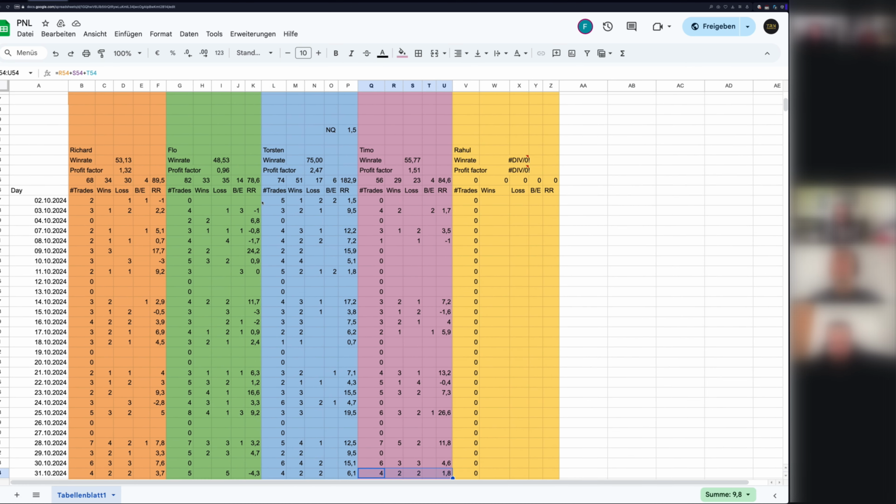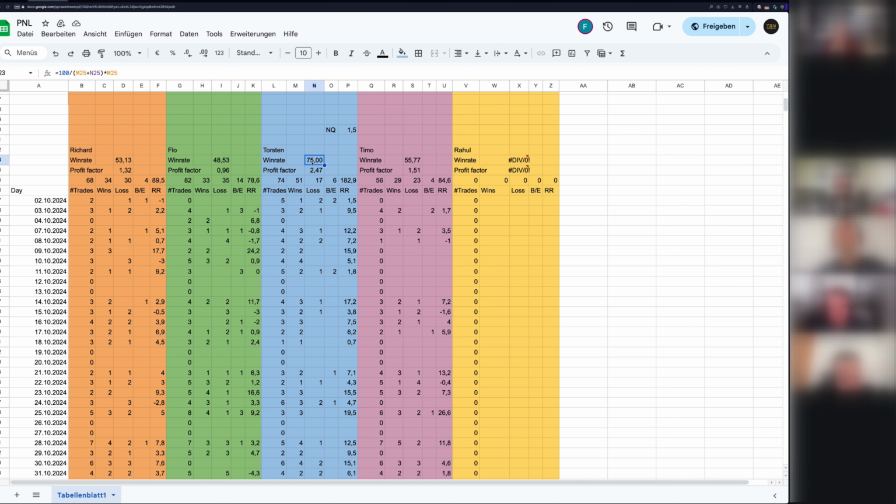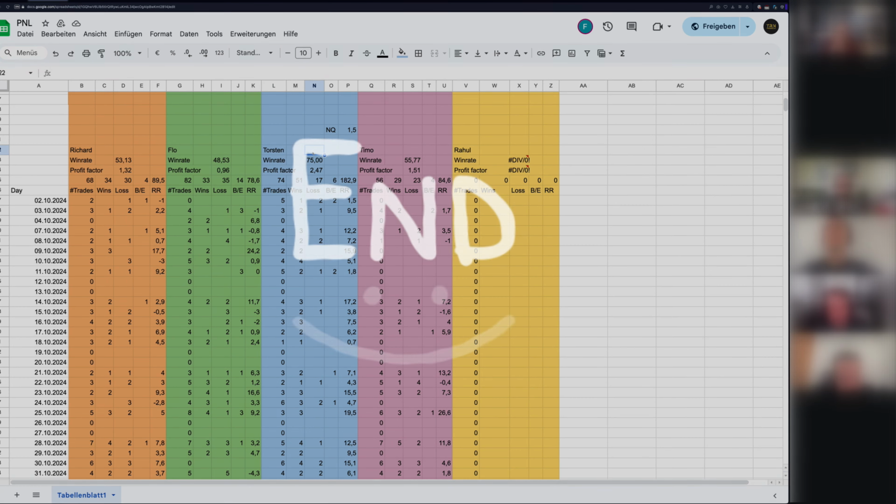And overall, the stats for the month before we close this: Richard almost 90R, Flo almost 80, Timo 85 in the middle. I got 180R, win rate about 50%. That's why it's so important to have a good risk-reward ratio. If you have only a 50% win rate with these R's that we get, it's perfect. And I have a 75% win rate. That's it for the second backtesting session.